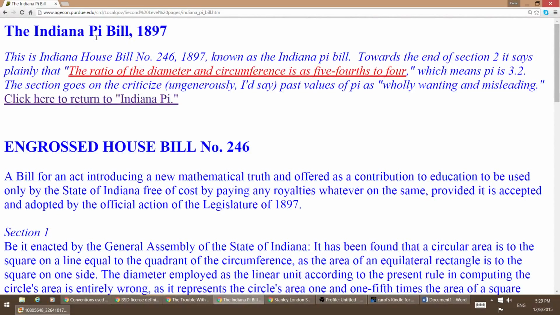So here it is. And I really need to go get it from 1897, known as the Indiana Pi Bill. Towards the end of section 2, it says plainly that the ratio of the diameter and circumference is as 5/4 to 4, which means pi is 3.2. The section goes on to criticize, ungenerously I'd say, past values of pi as wholly wanting and misleading.